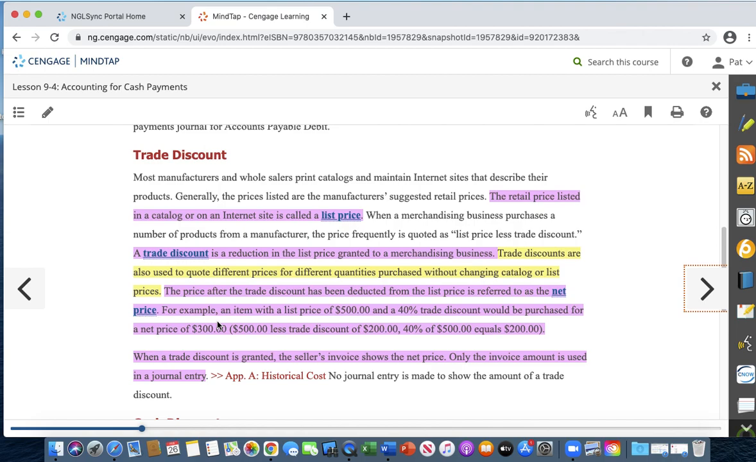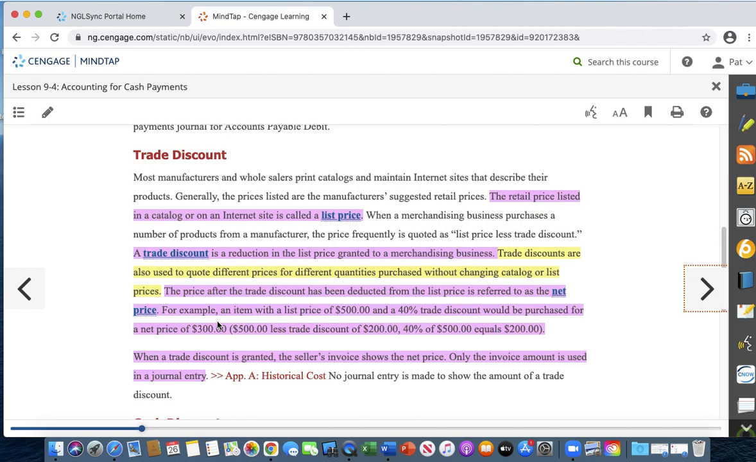Can't see anything. But you could do this, right? If we've got a 40% discount, what percent are we paying? We're paying 60%, right? So instead of doing 2 steps, you can do 1 on these trade discounts, right? Does that make sense to you guys? You don't have to do it this way.